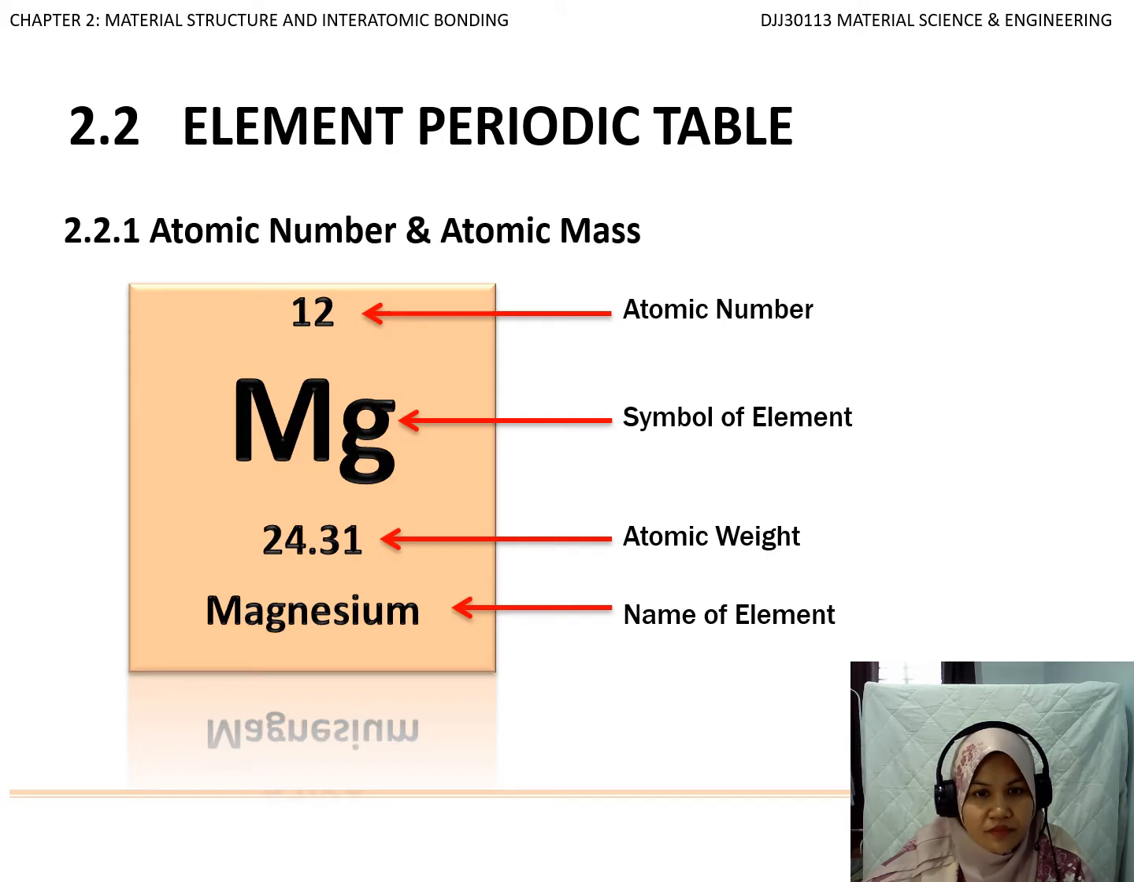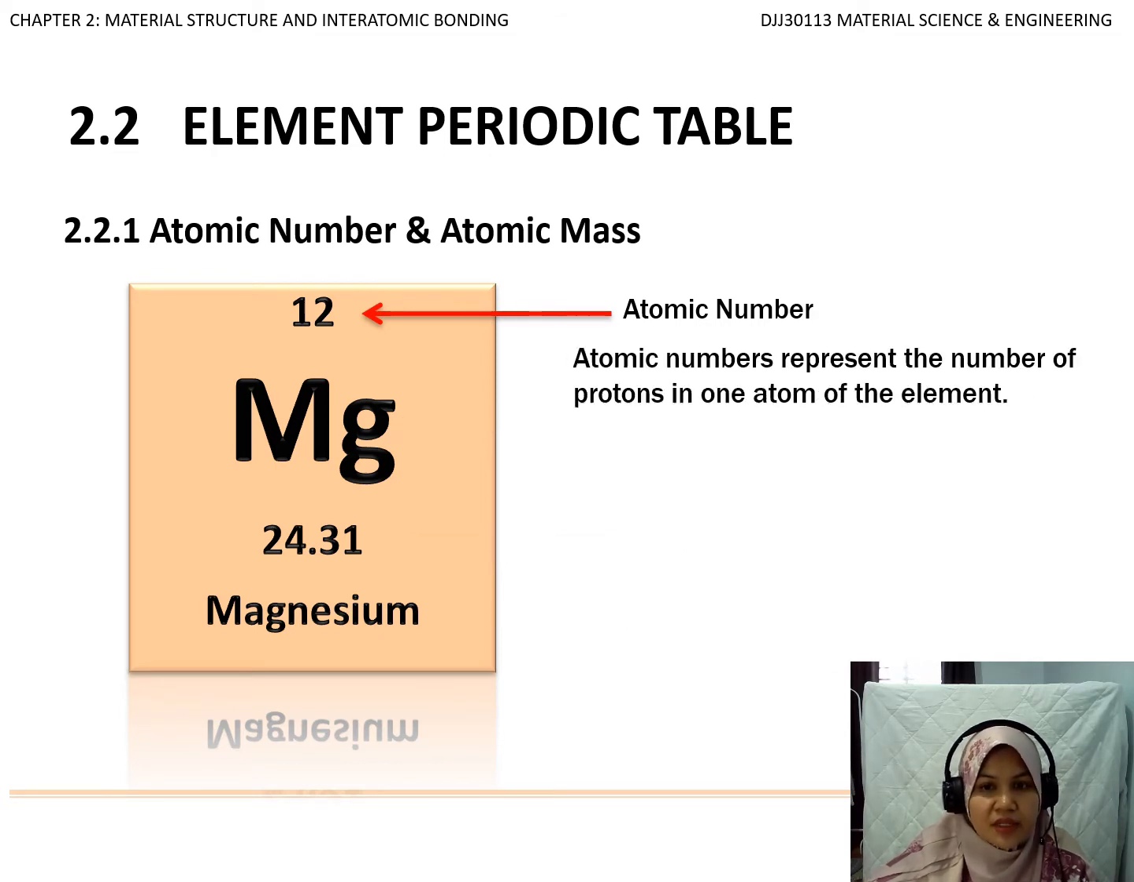Atomic number and atomic mass. Kamu kena tahu dari sini macam mana nak baca. Ni kita dapat daripada jadual berkala or periodic table lah. What is 12? What is Mg? What is 24.31? What is magnesium? Yang ni kamu kena tahulah. Kalau kat sini contoh dia Mg lah. So, 12 ni adalah atomic number, while Mg is a symbol of element. 24.31 is atomic weight, while magnesium is a name of element.